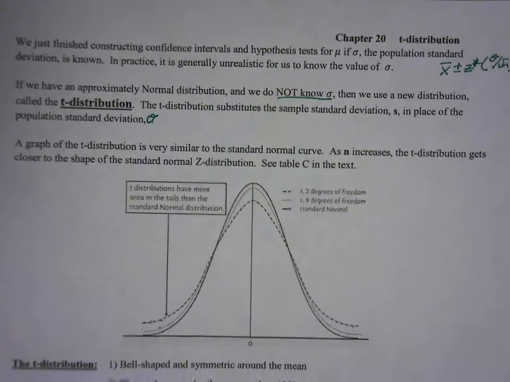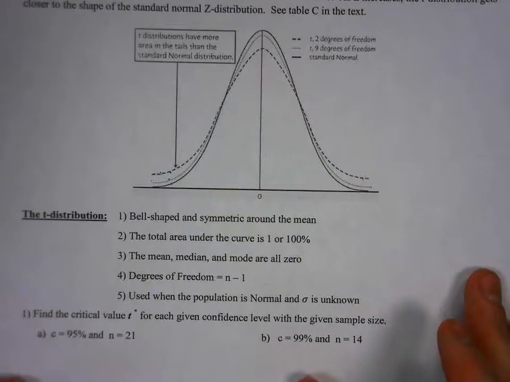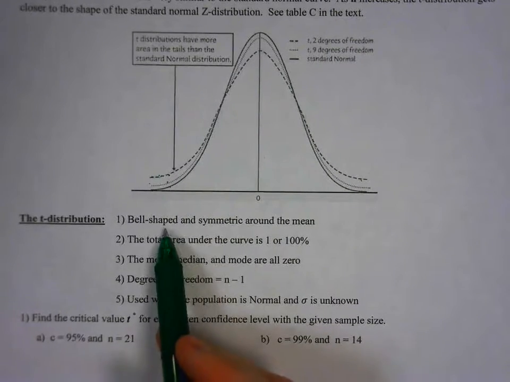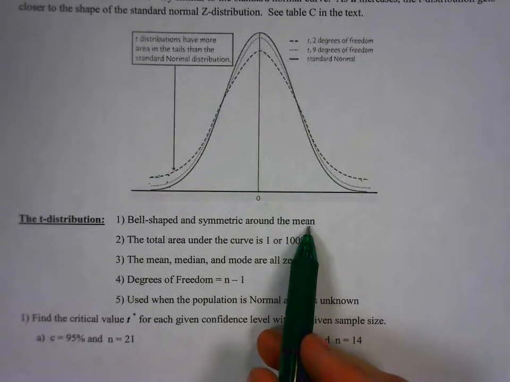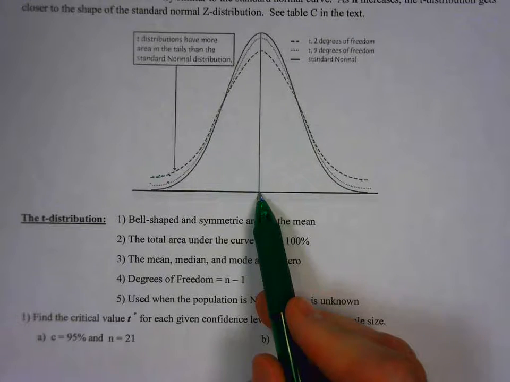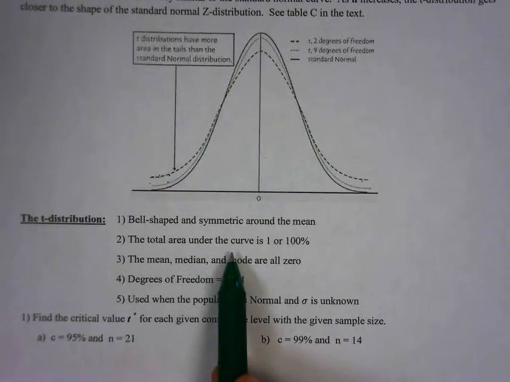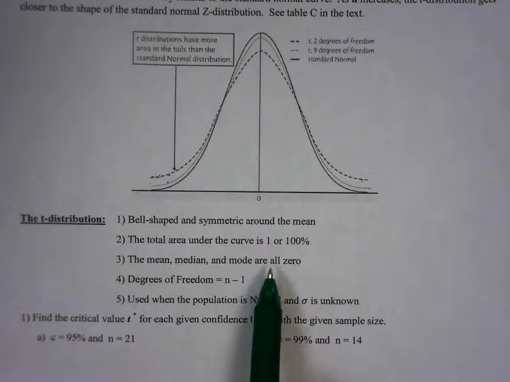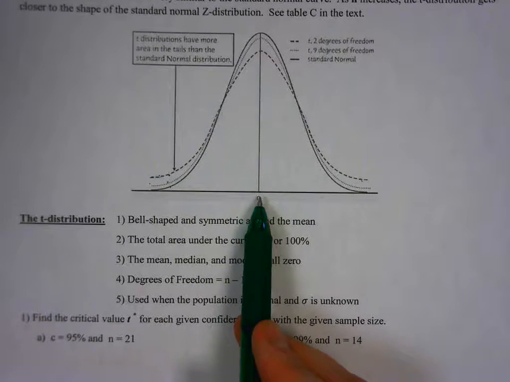The t-distribution is very similar to the normal curve with its properties. It's bell-shaped and symmetric around the mean, so the mean is right in the center. The total area under the curve is 1 or 100%, just like it was for the standard normal curve. The mean, median, and mode are all 0, which again is basically saying they're right in the center of the curve.